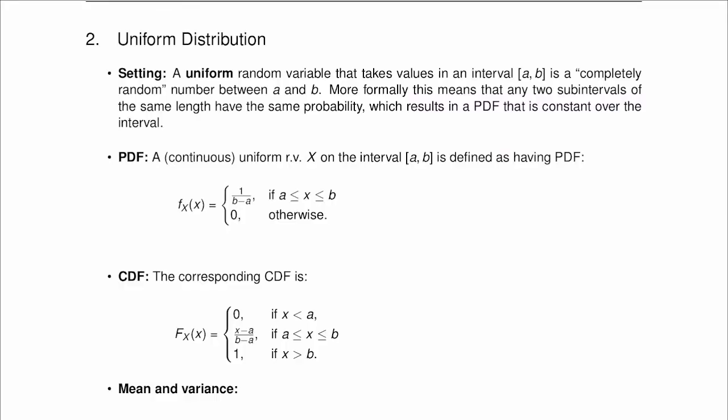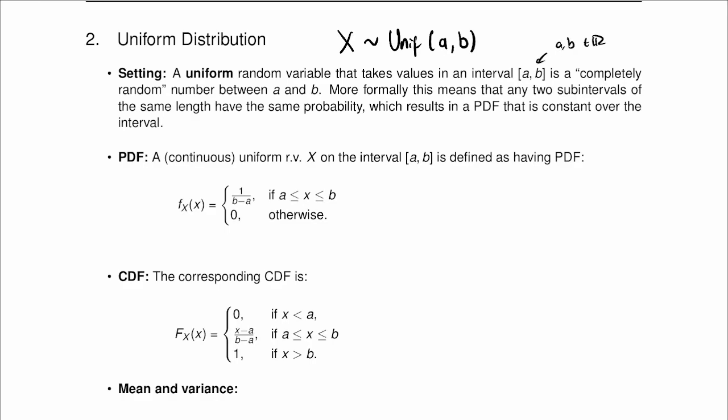Now we will continue with the special distributions. The second distribution is the uniform distribution. In this case, we are going to denote this by the random variable x is distributed uniform, and we use the two parameters a and b. The setting is a uniform random variable that takes values in an interval a and b. These two numbers are in the real line.